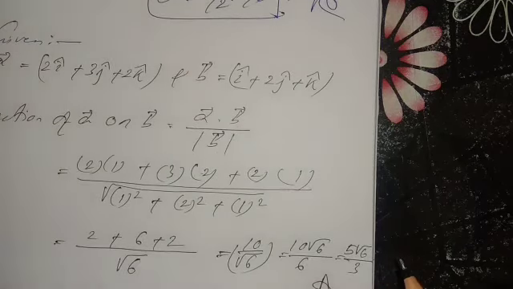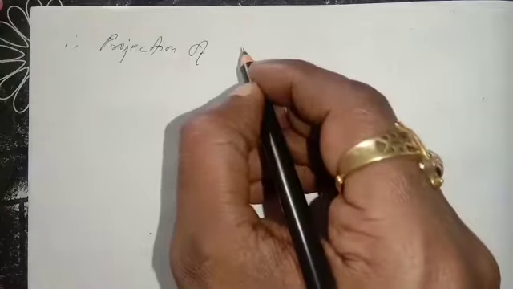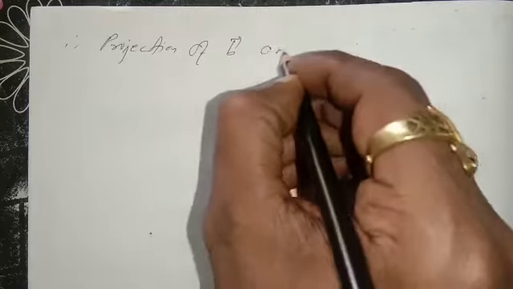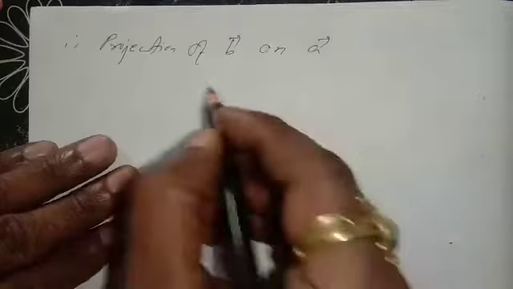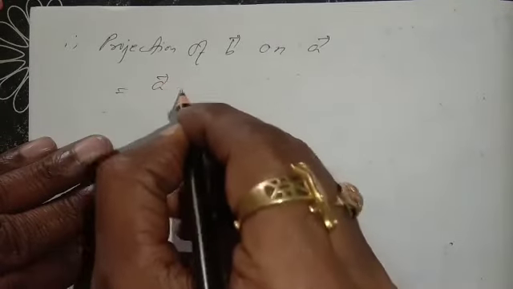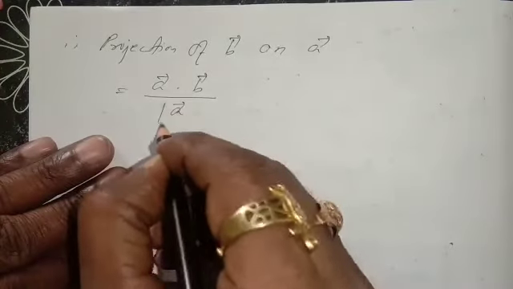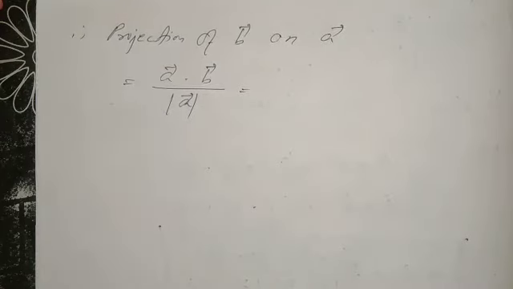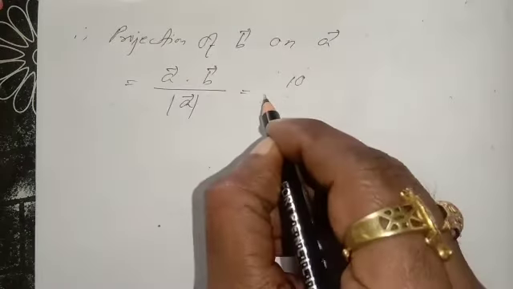Let us go to the second part. The second part is projection of B vector on A vector. That means the answer will be A dot B divided by the A vector mod; you have to write it in the denominator. A dot B, already you have calculated on the previous page. How much did you get? A dot B is 10, already calculated.